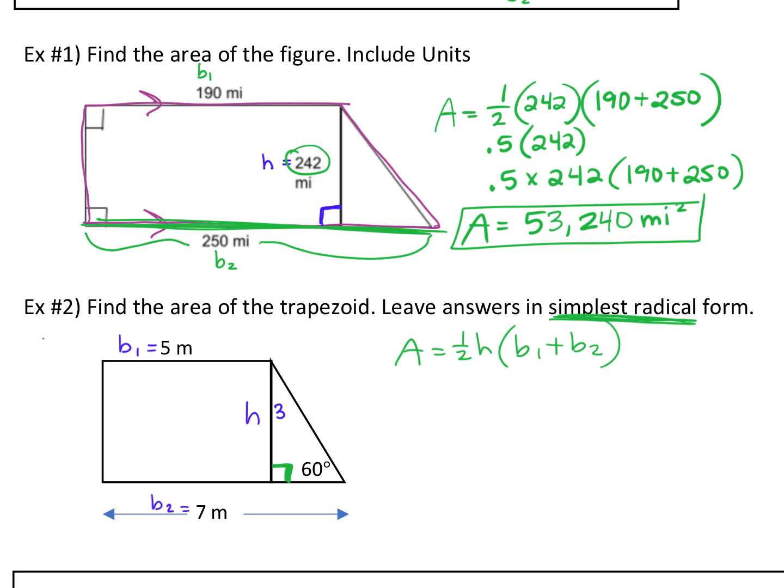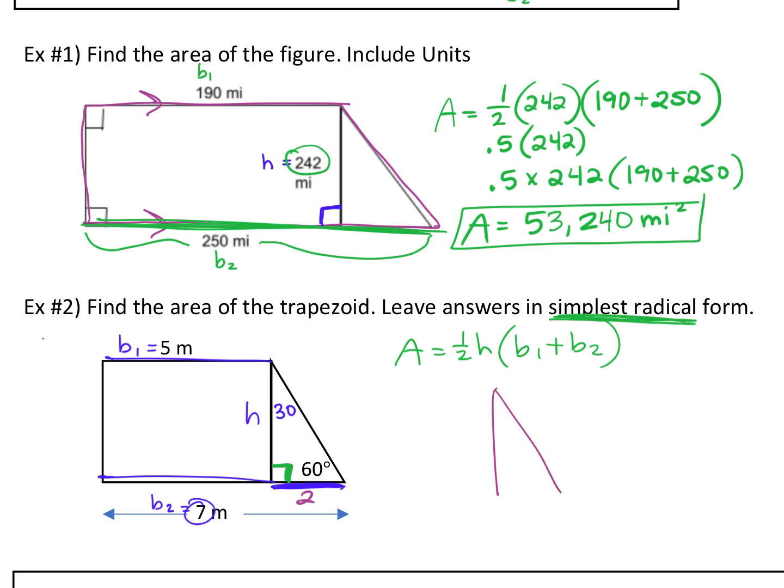Now, if that's a 60-degree angle, this is a 30. So we have a 30, 60, 90. Can anyone tell me this length? That's 2. If this is 5, then this is 5, but the whole thing is 7, right? So this piece is 2.